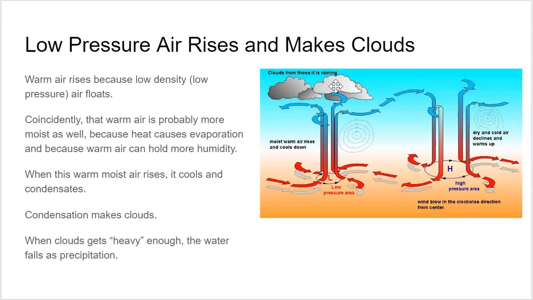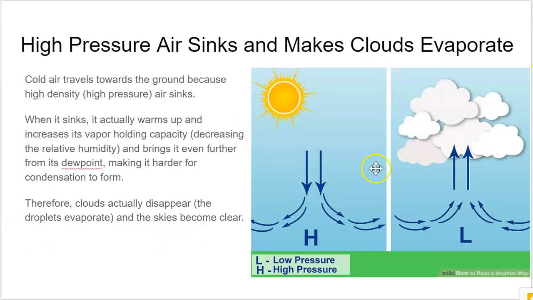We're going to learn more about air masses tomorrow, and we're going to learn more about things like hurricanes that are centered around low pressure areas, because it's the low pressure areas that create the clouds as the water vapor cools when it rises. High pressure does the opposite, though. High pressure sinks. The air gets cold up high, and so it travels downwards. It sinks because it's high density, high pressure.